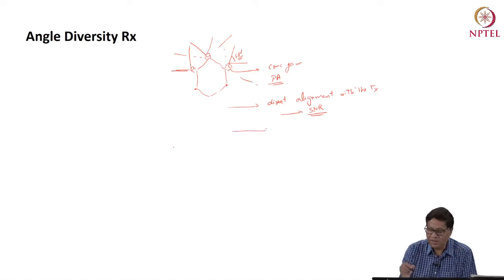Suppose there are some blockages coming in one particular receiver, the light might come through a different path. It is collected by a different receiver, which is at a different angle. So it is a good solution when you have blockages in the system.